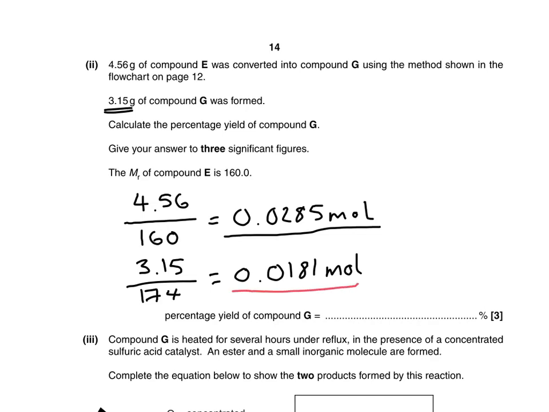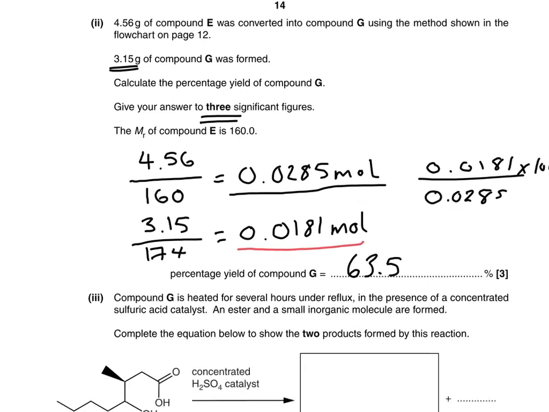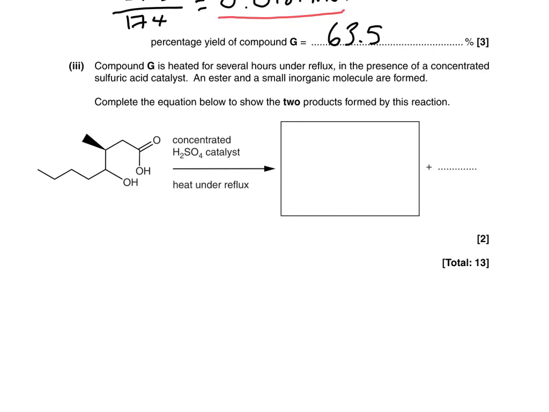So to work out the percentage yield, we do our actual yield divided by our theoretical yield times 100, which would give you 63.5%. All answers must be 3 significant figures. Okay, on to the next one.